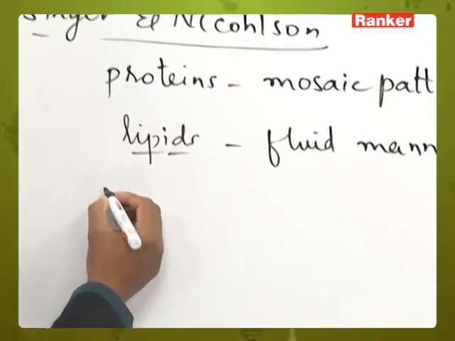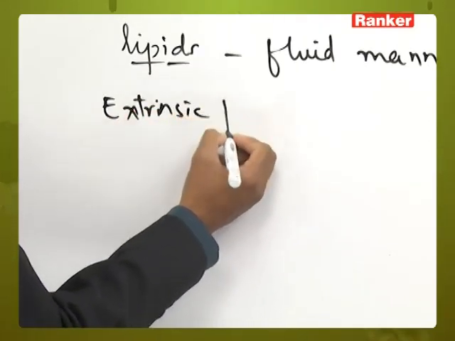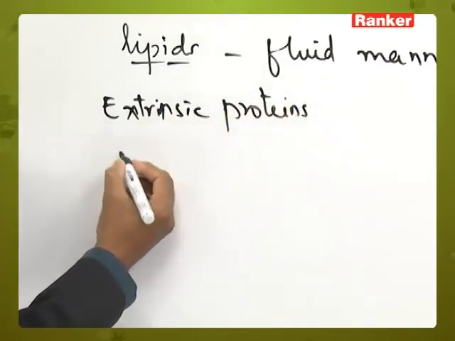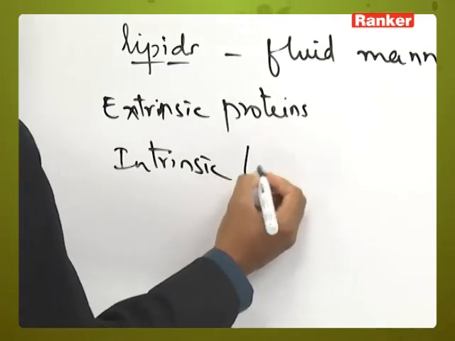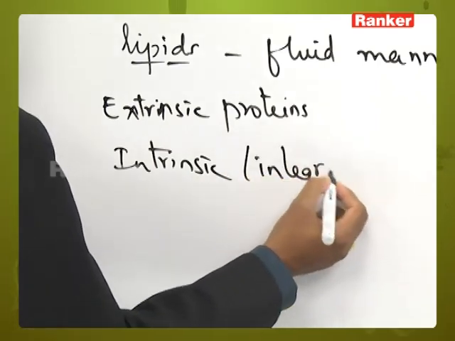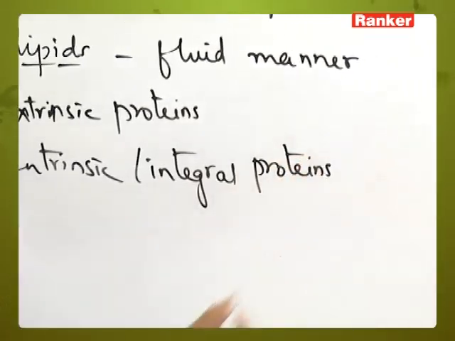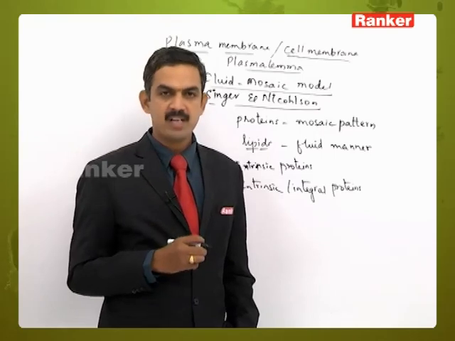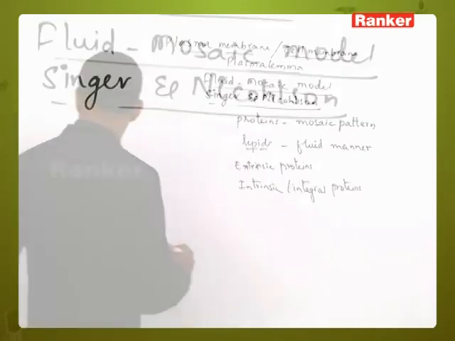Two types of proteins are there. The ones which are towards the outside are called the extrinsic proteins, and the ones which are embedded inside are called the intrinsic proteins or integral proteins. So, here integral proteins are present along with the lipid layer. Let us see that structure in the form of a diagrammatic representation.